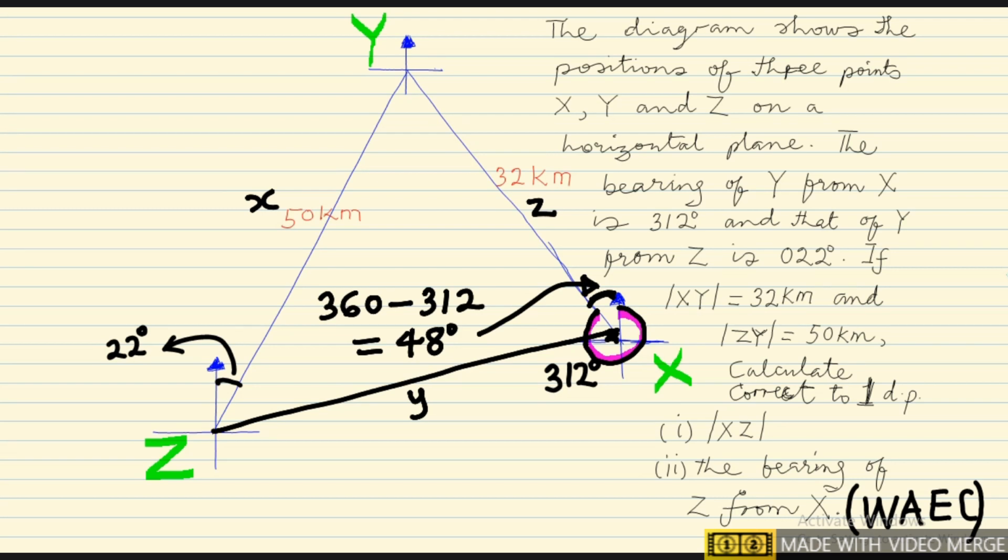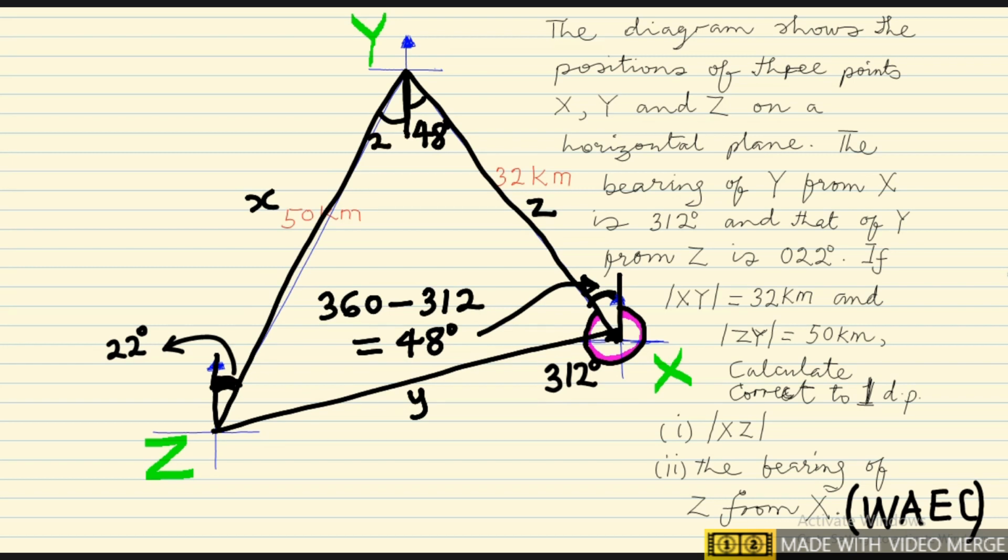That's 48 degrees. But we know that this angle here, if you consider the alternate angle this way, C or Z, you'll see that this place will be 48 degrees also. Also, considering the alternate angle at this junction, this angle 22 here, this place is 22 down here, and of course this place is also going to be 22 degrees. So the total of this angle is 22 plus 48, and that's 70 degrees altogether.